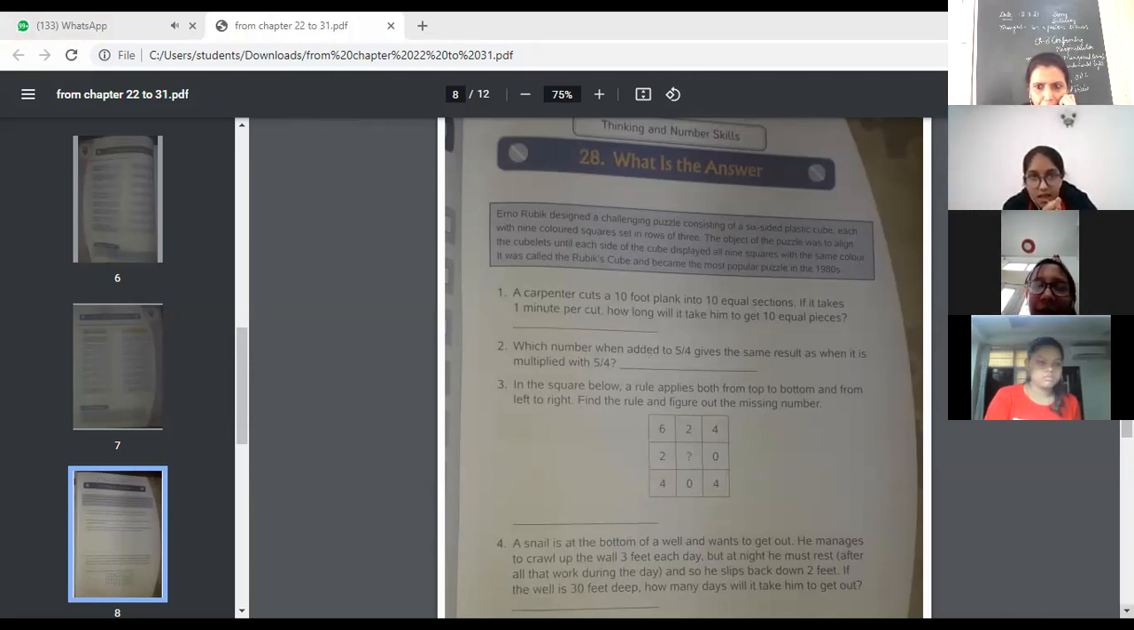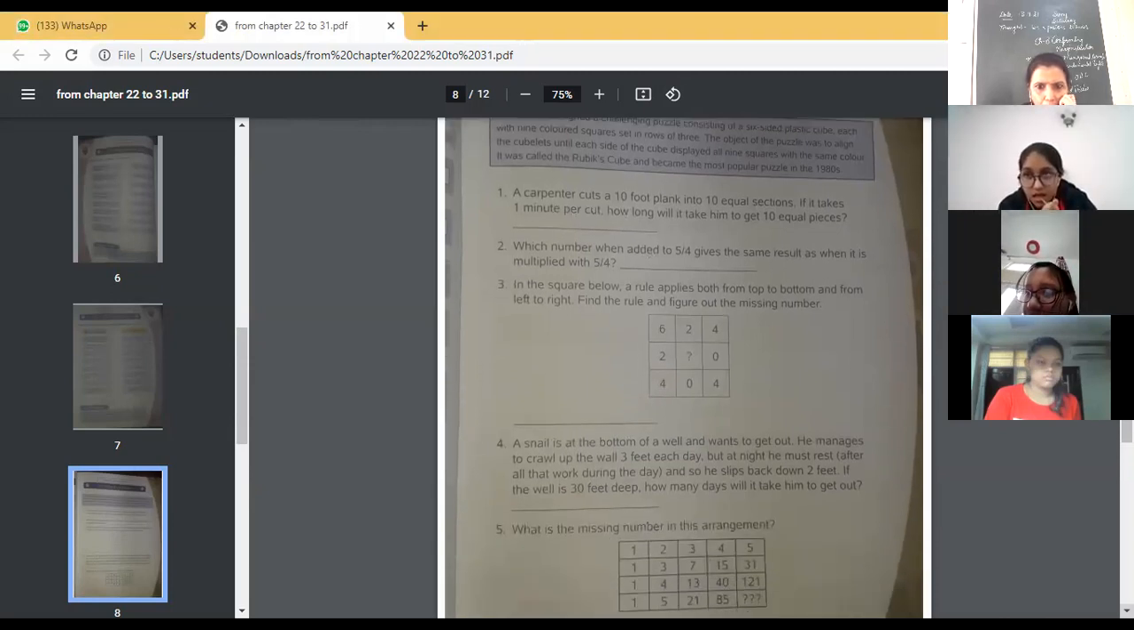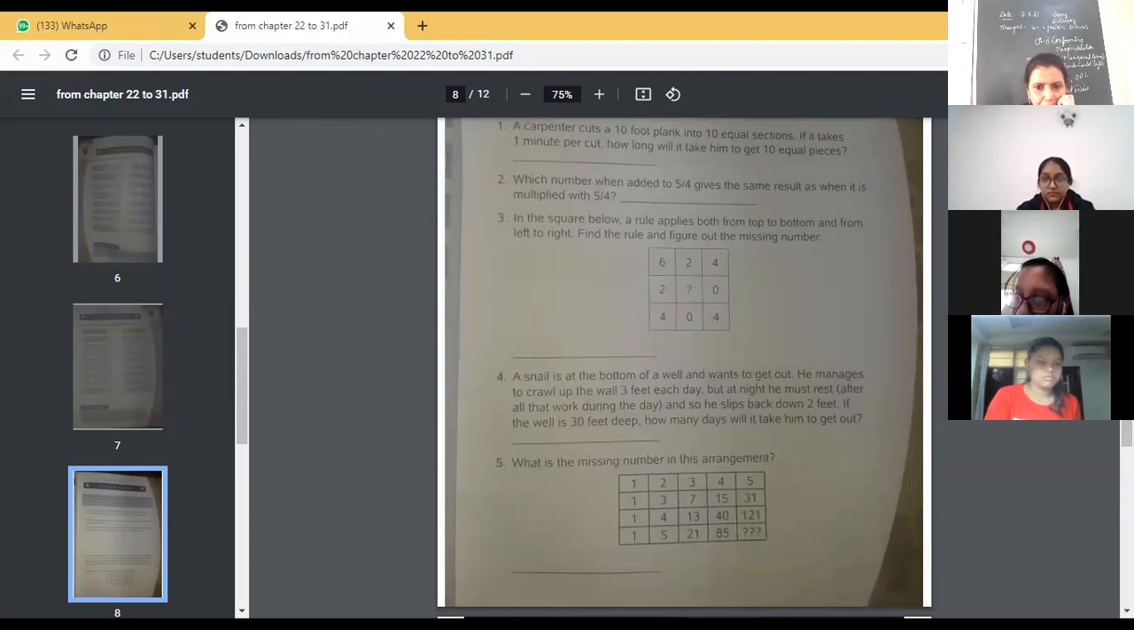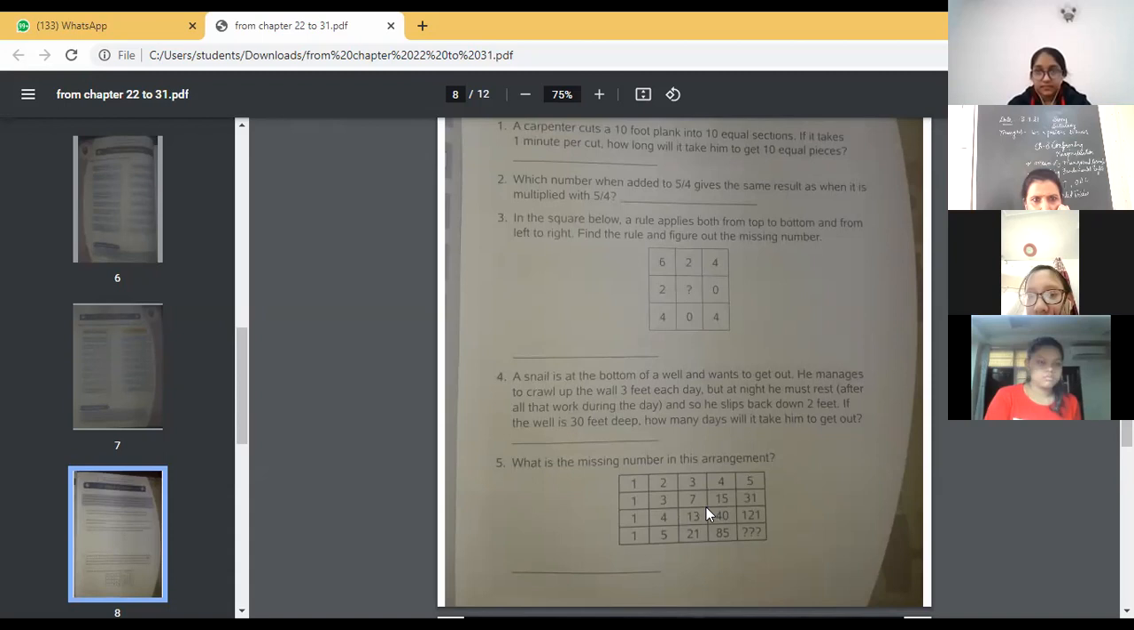Yes, next, Ma'am. Question number 5 is: what is the missing number in this arrangement? First of all, you have to find out the sequence. Why is it so? From left to right, 1 to 5 is written. Then 1, 3, 5, 1, 3, 7, 15, 31. You need to set a relationship between these. So what is the relationship? Can you tell? Yes, Ananya.